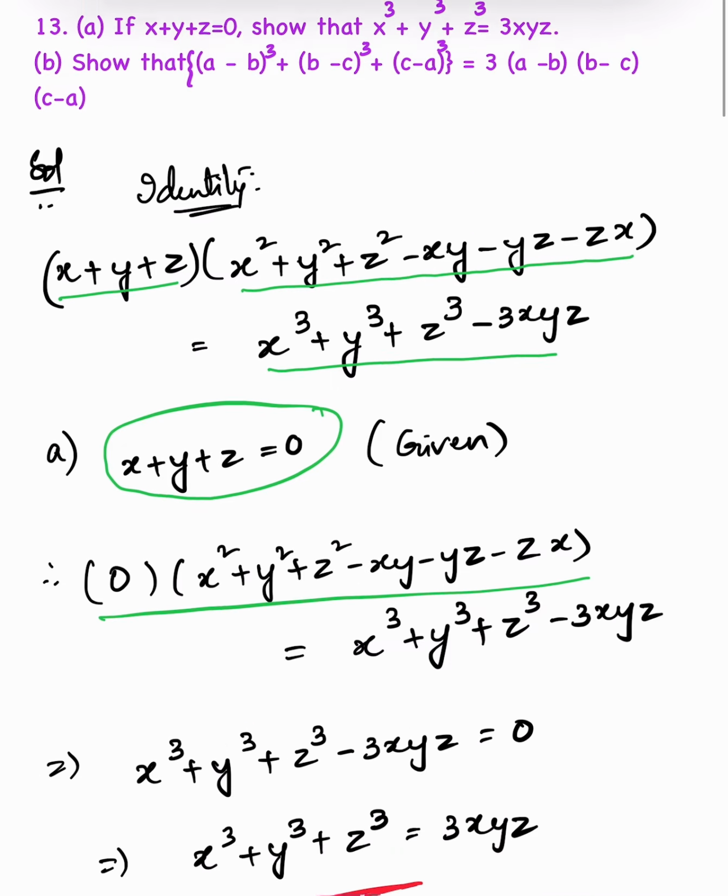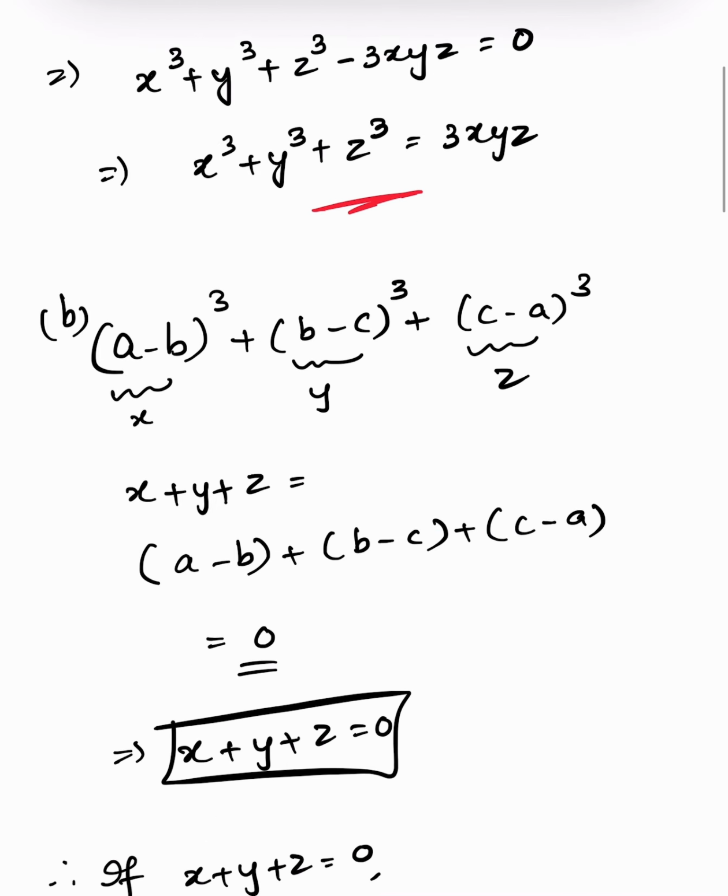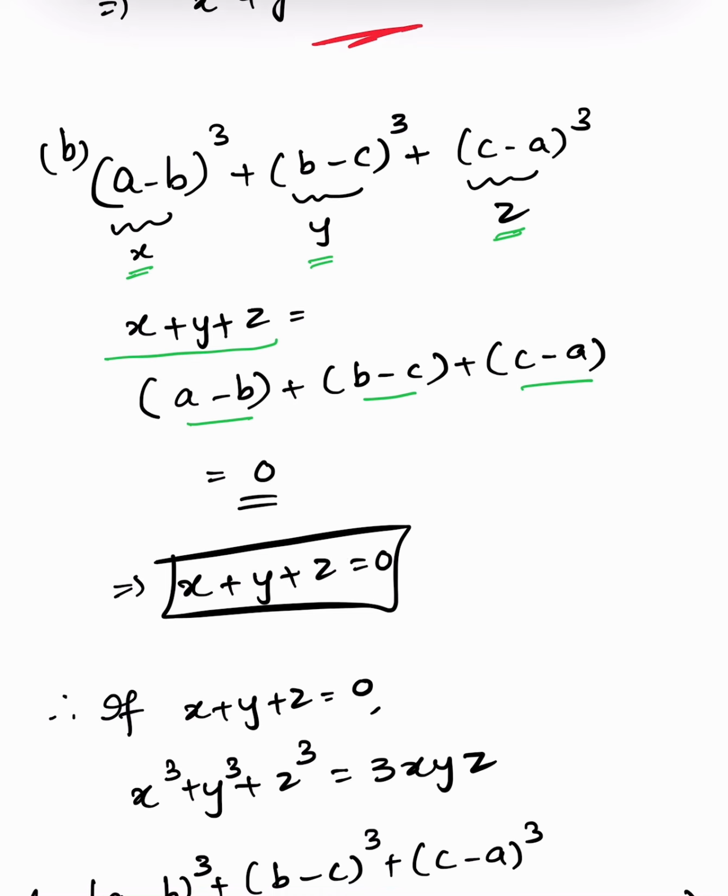B bit. Now in the same identity, (a minus b) whole cube plus (b minus c) whole cube plus (c minus a) whole cube. It is given. So if you assume that a minus b is x, b minus c is y and c minus a is z, this is in the form of x cube plus y cube plus z cube. So let us check what x plus y plus z value is. So what is x plus y plus z here? A minus b plus b minus c plus c minus a. As this sum is equal to 0, if x plus y plus z is 0, x cube plus y cube plus z cube equal to 3xyz as we have seen in bit a.